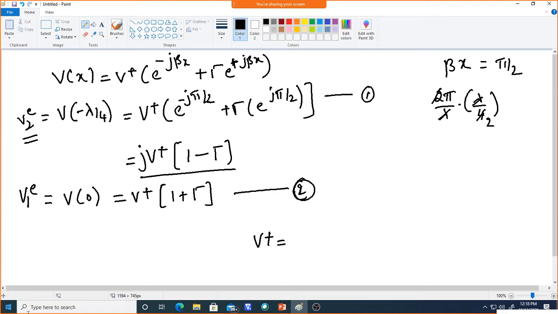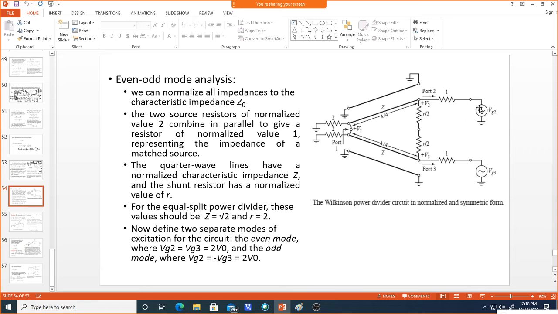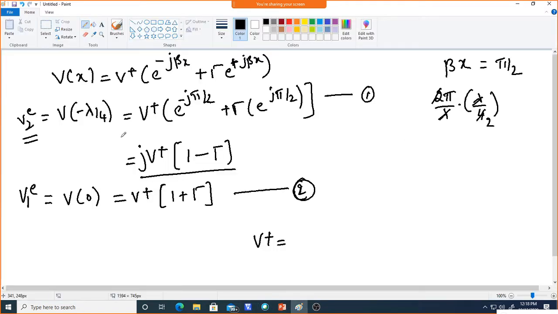So what is the value of V2E from the circuit? Here, if you take this circuit, you have applied the value of 2V0, and this is the point where it is V2E. So you take this equation and find out the value of V plus in this equation. This is your V2E. Now find the V plus here, that will become V2E divided by j into 1 minus gamma.